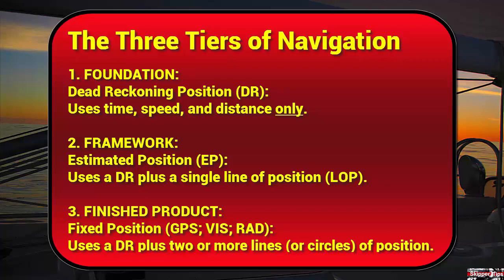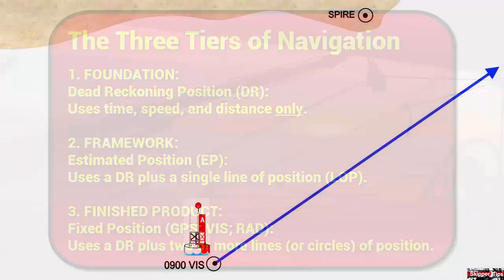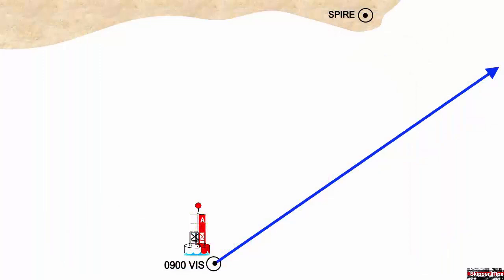Today we're going to talk about the mid part of our three-tier structure, or the estimated position. In the illustration, we plot our last position at 0900 as we pass a beam of lighted buoy alpha. We are on a course of 060 degrees magnetic, and our average sailing speed will be 4.5 knots. We label the track line with this course and speed.